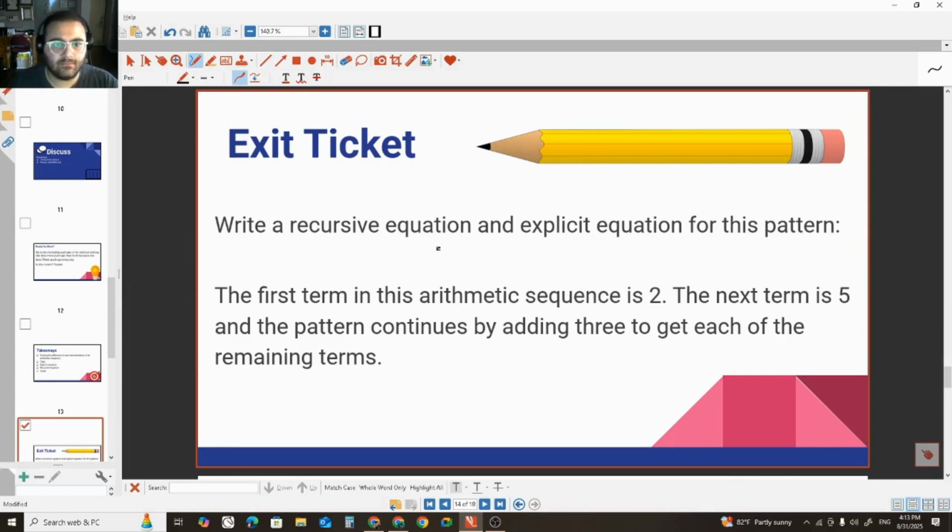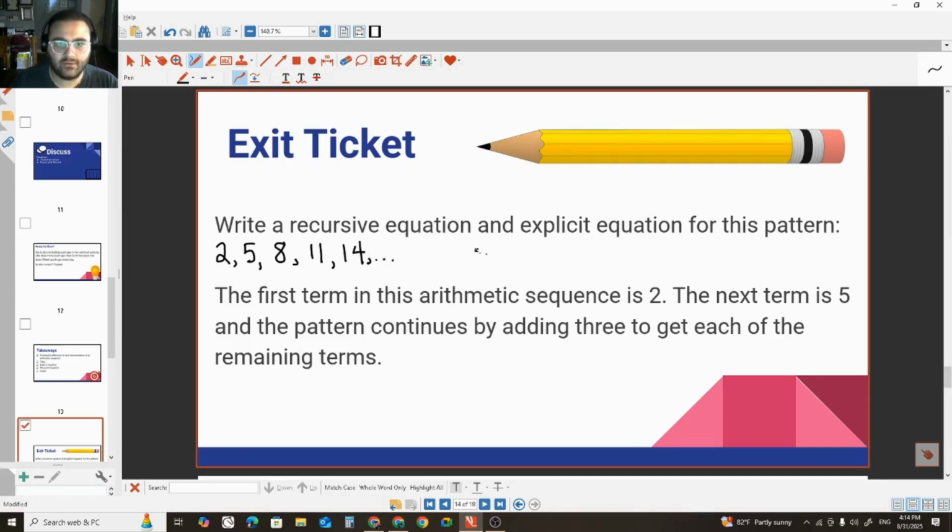So here's our exit ticket. Write a recursive equation and explicit equation for this pattern. The first term in your sequence is 2, and the next term is 5, and the pattern continues by adding 3 to get to each of the remaining terms. So I always recommend you write out your pattern. 2, and then 5, so it seems like we're adding 3. So our next term would be 8, then 11, then 14, and so on and so forth.